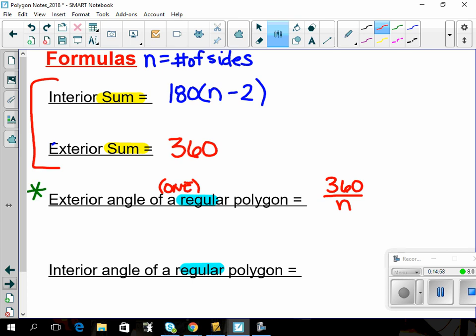I have a star there for a reason. The star is there because you need to start there. Because sometimes it asks you to find both an exterior angle and an interior angle. All right, so if it asks you to find both, I want you to find the outside one first.